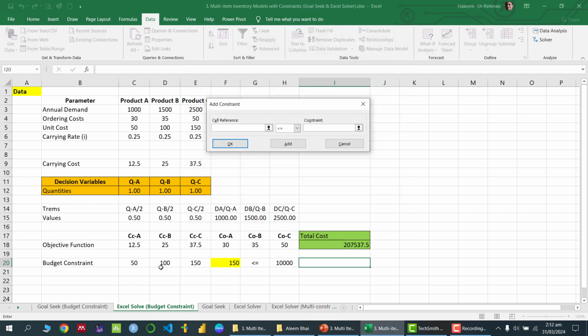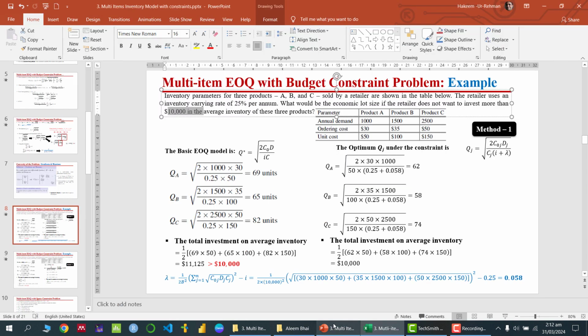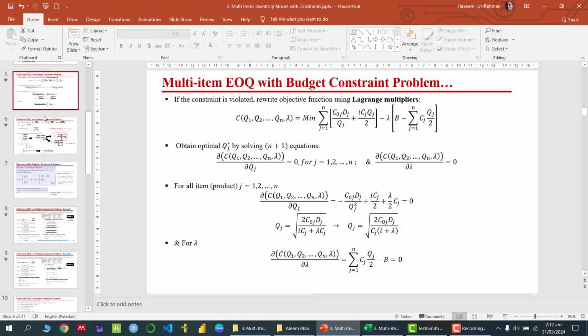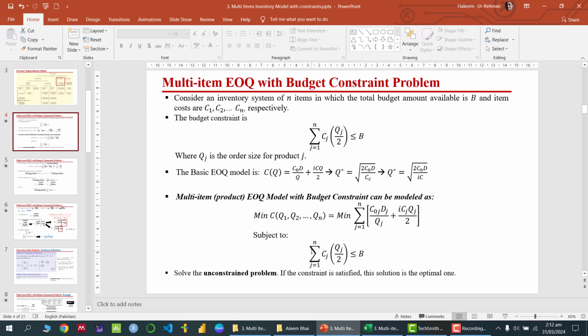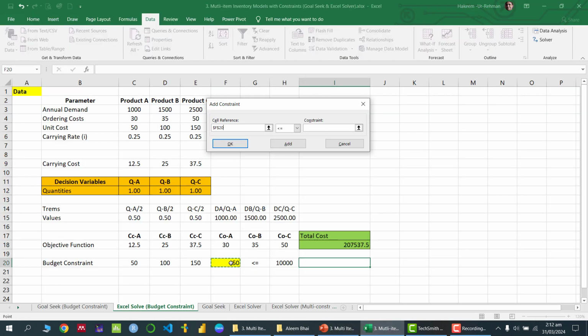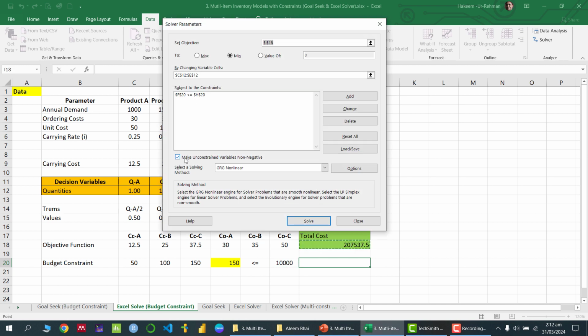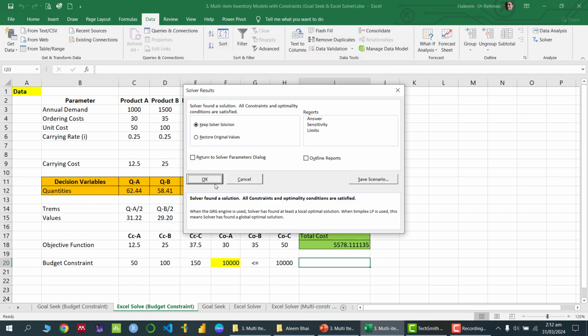And that constraint is because over here we are calculating this left hand side, which is basically in this cell, because we are multiplying this with this. So the unit cost multiplied by the average inventory must be less than or equal to this 10,000. Okay, press OK, and then make sure unconstrained is unchecked and the method is non-linear, because right now we are solving a non-linear programming problem. So if I solve it, press OK.